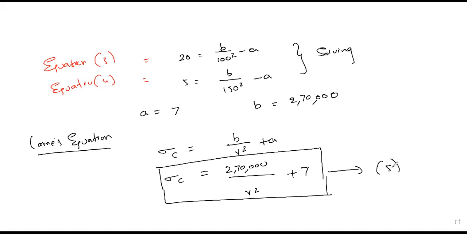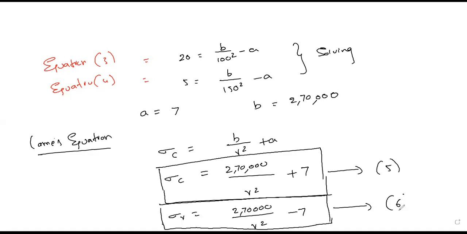Right. So now let's do equation number 6, which is the radial stress. Sigma R is equal to 2,70,000 by R square minus 7. This is another equation. Let us take this equation as 6.